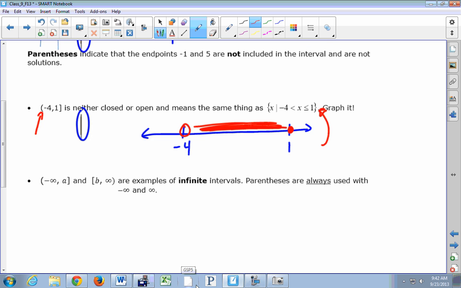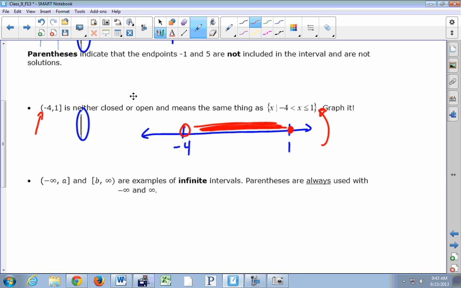Okay, so notice these two intervals here. -infinity to a, b to +infinity. These are examples of infinite intervals. Parentheses are always used anytime -infinity or +infinity is used. You always have to have parentheses around it because it's not a specific number. It's a concept. Okay? It represents an idea of things continuing on forever and ever.